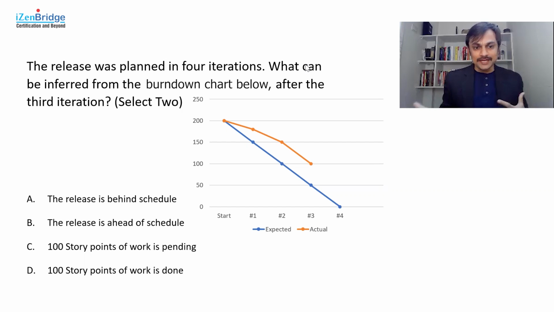So statements are pretty easy. The release is behind schedule or the release is ahead of schedule. 100 story points of work is pending or 100 story points of work is done. So these are the 4 statements. You can pause and make your judgment.